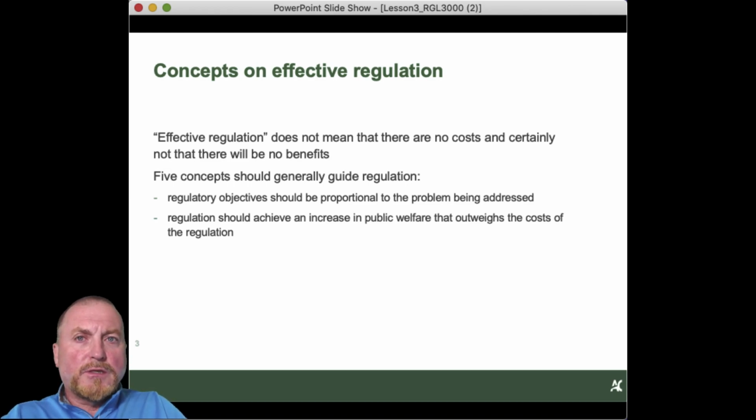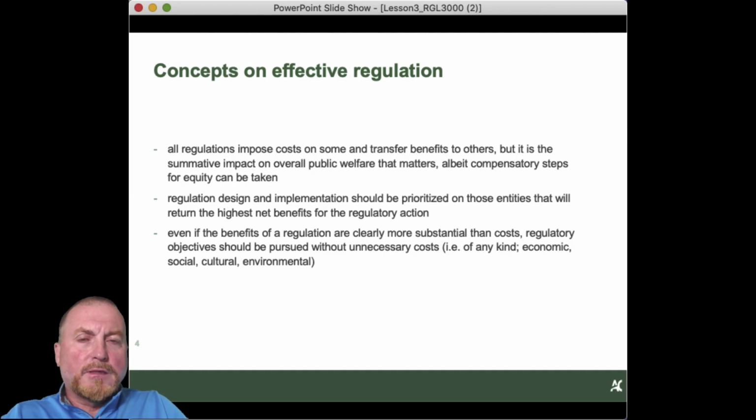Second, regulation should achieve an increased public welfare that outweighs the costs of the regulation, which is the central point of doing a RIAS. Third, all regulations impose costs on some and transfer benefits to others. And that's why regulation, of course, is always political. It redistributes costs and benefits between parties in society. But it's the summative impact on overall public welfare that matters.